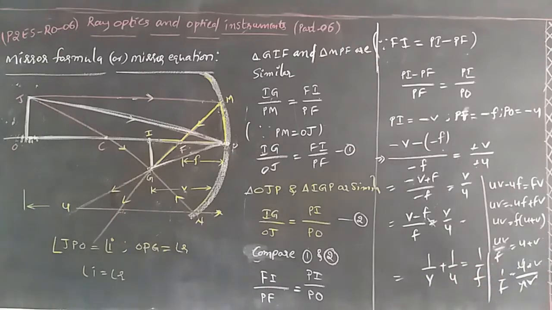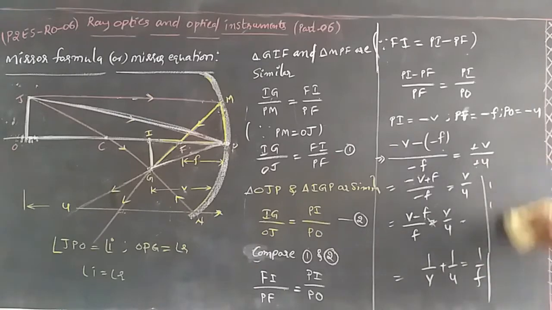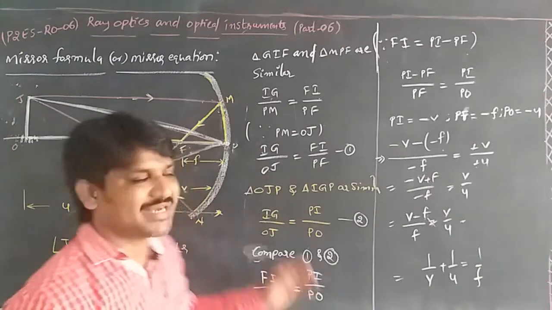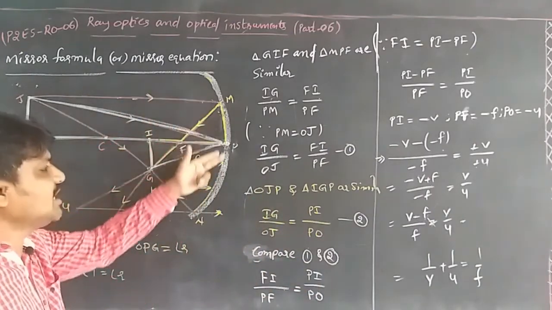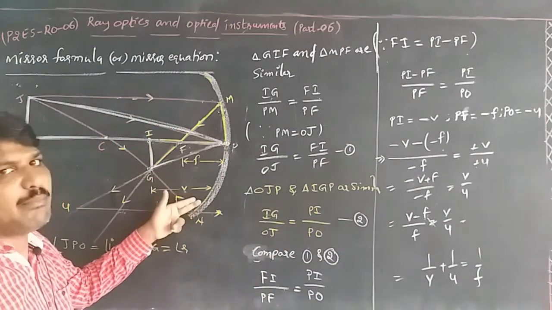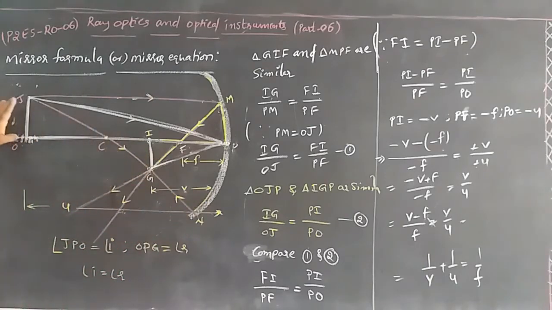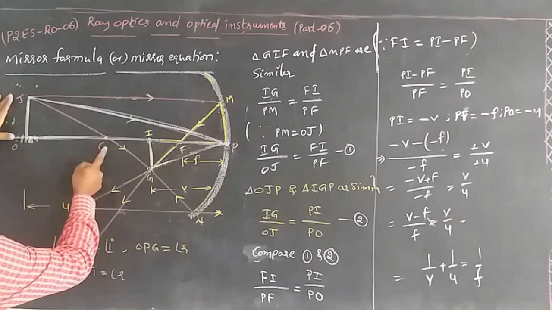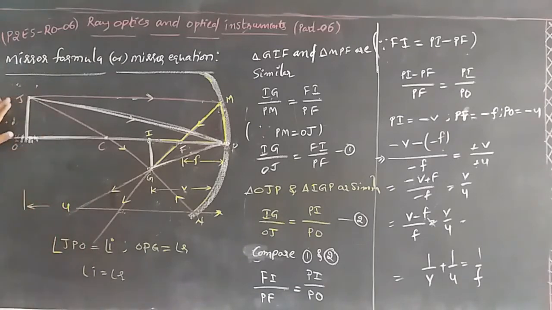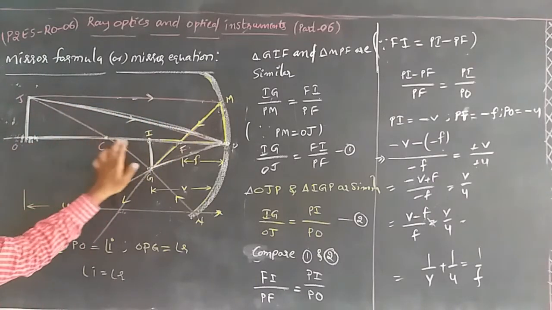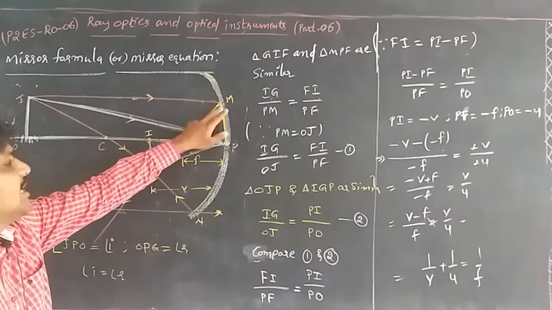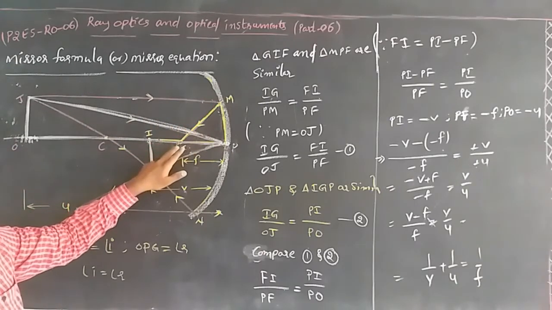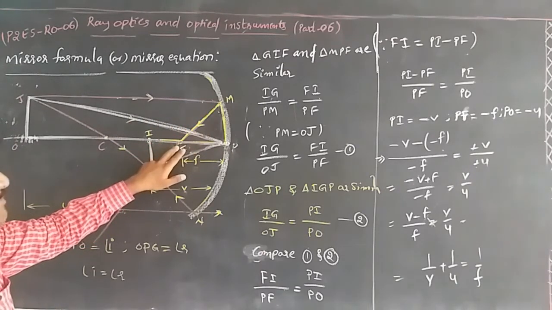From that calculation, here is the mirror formula. Once again, for the mirror formula we are taking one spherical concave mirror. The object is placed before the center, OJ, that is the object. From this object, the first ray, which is passing from the object, is incident on point M, parallel to the principal axis, and is reflected through the focus on the principal axis.